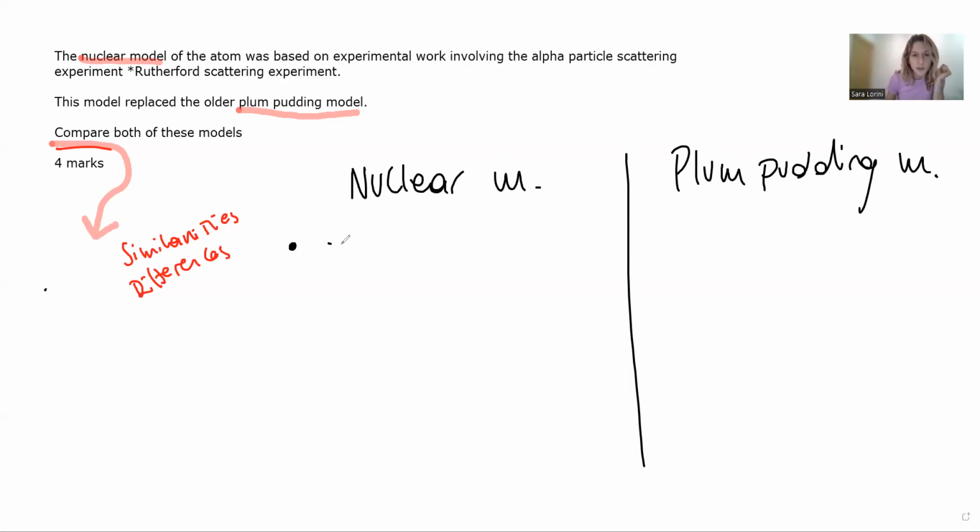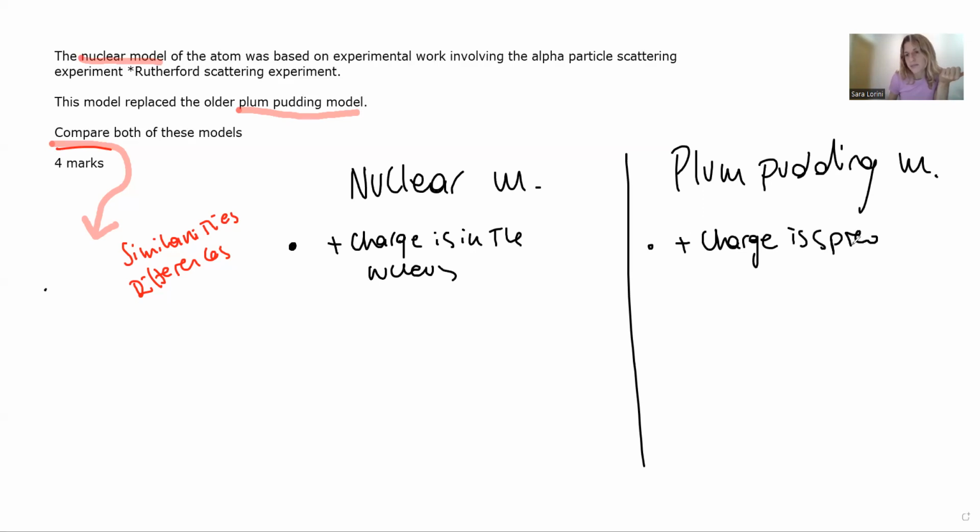For example, the nuclear model, we know that the positive charge is in the nucleus. This would not give you the mark. But if you say that the plum pudding model doesn't have a nucleus, or you could say that the positive charge is spread out, we can put that down in a sentence and this will be your mark. In the nuclear model, the positive charge is in the nucleus, while in the plum pudding model, the positive charge is spread over the whole atom.